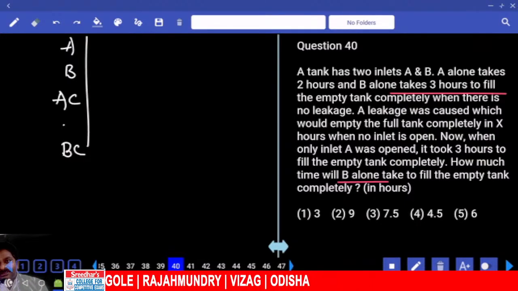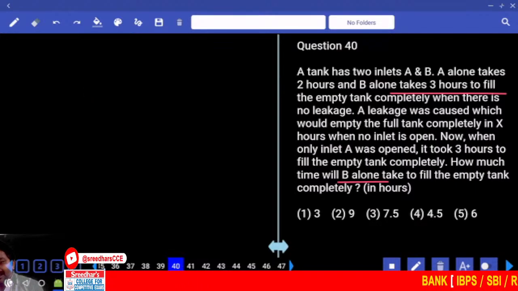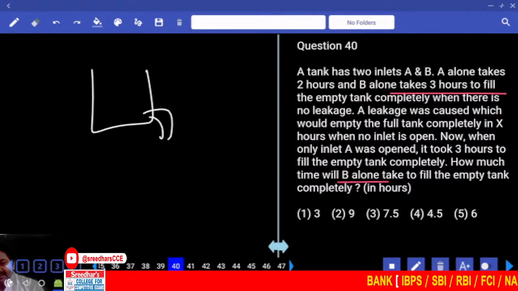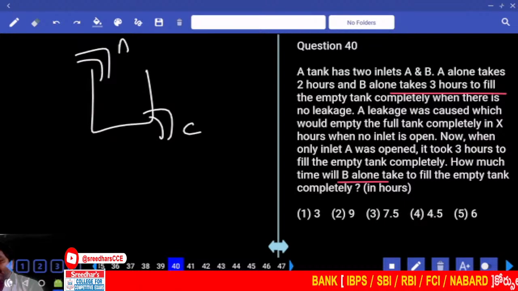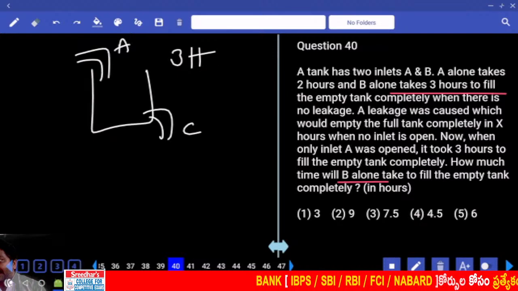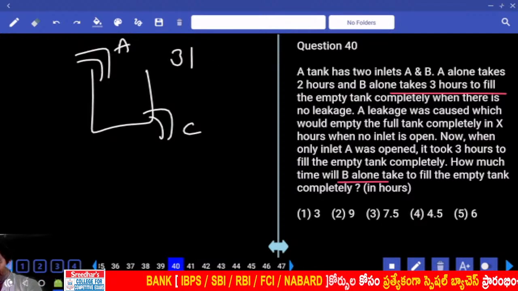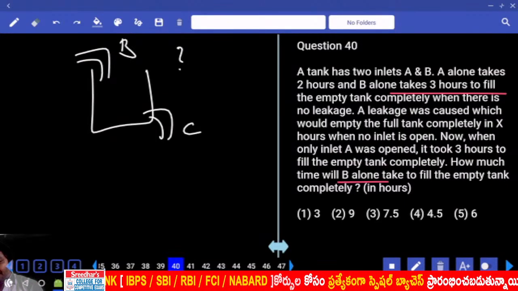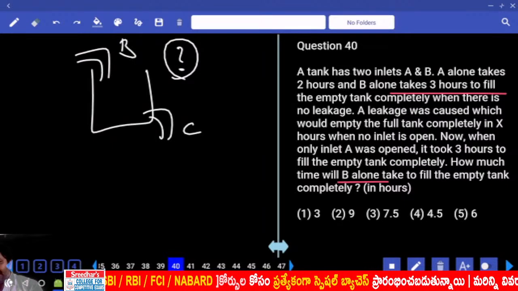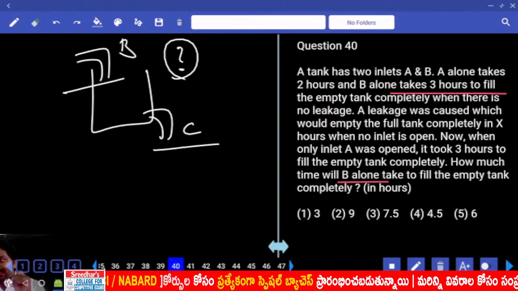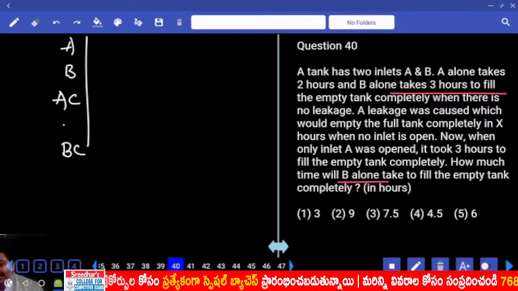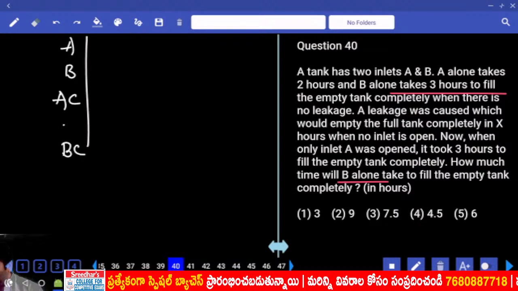The meaning says, initially there are two inlets. They can fill the tank in 2 hours and 3 hours separately. When there is an outlet C, when A is open, it can fill the tank in 3 hours. Now, in place of A, if B is open, what is the time to fill the tank? So now the case is, you have one inlet and you also have an outlet. So now the time to fill the tank by B and C. That's the question. Are you okay?